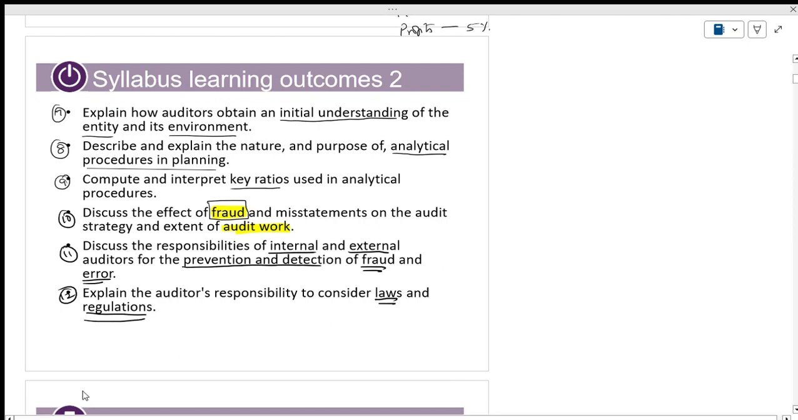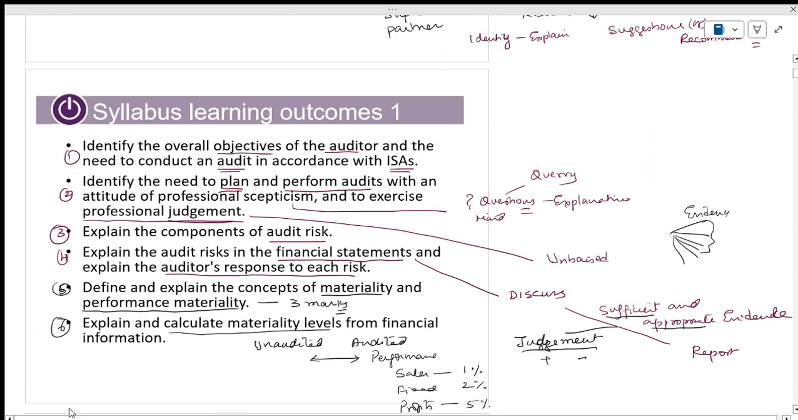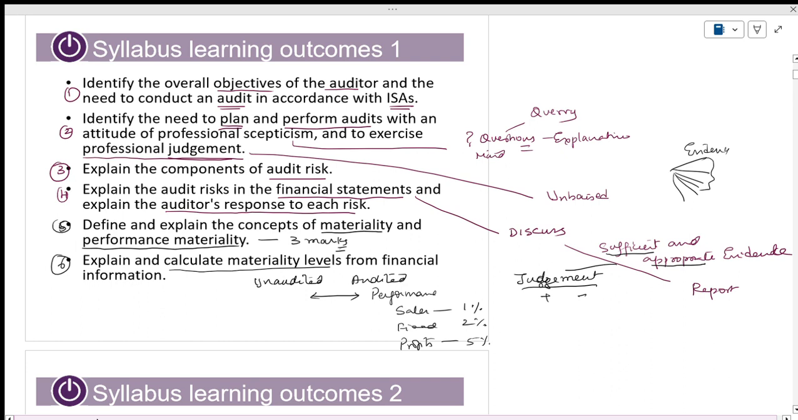These are the learning objectives. We are talking about the overall objective, the need to perform audits, the components of audit risk, how we have to assess the audit risk, and the audit response. This is the most important thing. And focusing on the basics, the concept of materiality and performance materiality.